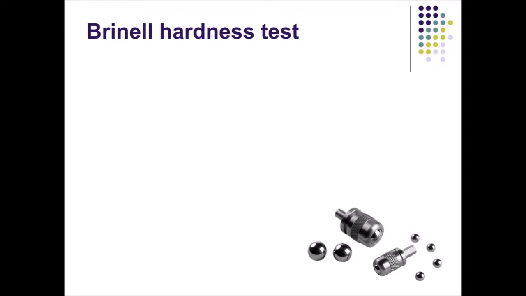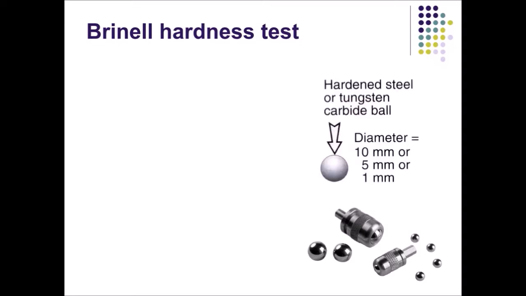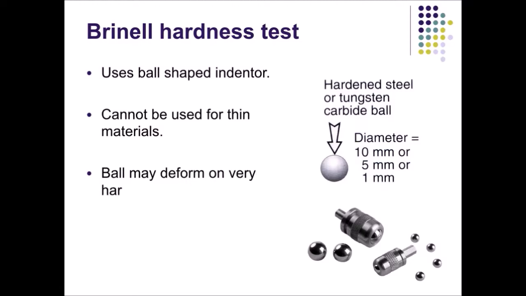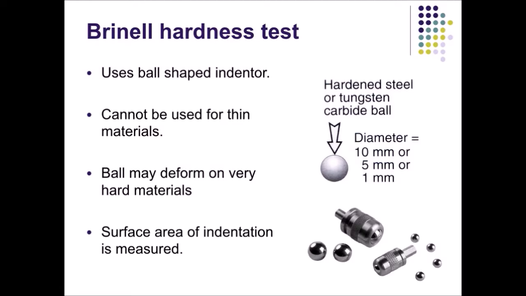So the first one is the Brinell hardness test. The Brinell hardness test generally uses a hardened steel or tungsten carbide ball. The diameter is generally 10 mm, 5 mm or 1 mm. That ball is put into the indenter and it will give a dent. We use this ball-shaped indenter, and it does not apply to thin materials. The ball may deform on harder materials. If we press that ball into a harder material, it will deform. So in this case, we measure the hardness by measuring the surface area of the indentation, which is given by the Brinell hardness number.